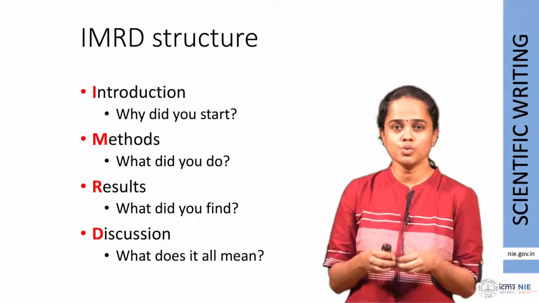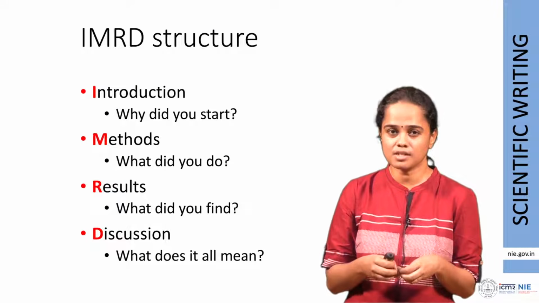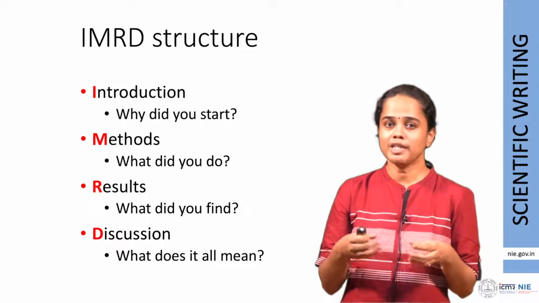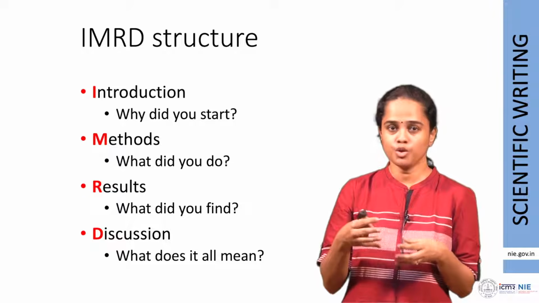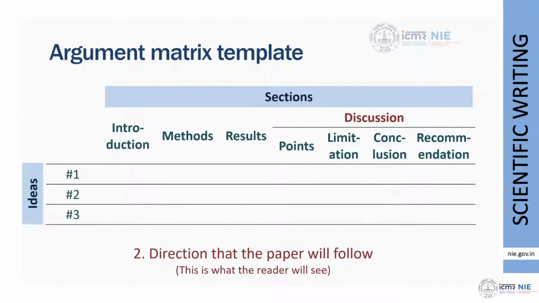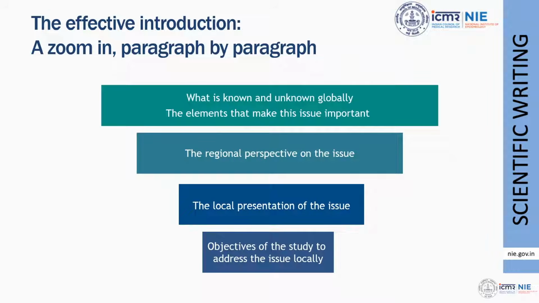In the last two sessions, we had discussed how to organize your ideas sequentially and logically when you are venturing into manuscript writing, and for that we introduced you to a tool called the argument matrix. In the second session, you got to see how to write the background or the introduction of your manuscript. Today, we will take you through how to write the methodology section of your article.